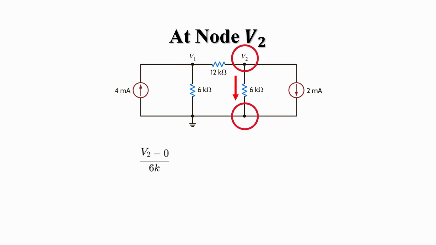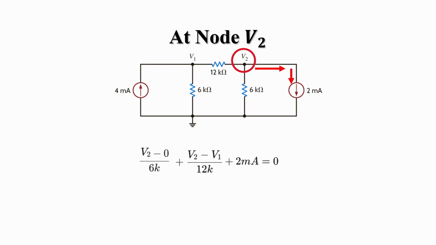Now, let's shift our gaze over to node 2. This spot is also connected to 3 things. It has a path going down through its own 6 kilo-ohm resistor to the ground, a path going back toward node 1 through that same 12 kilo-ohm resistor, and a 2 milliamp current source that is actually pulling current away from the node. For this spot, we say the voltage at node 2 divided by 6,000 plus the difference between node 2 and node 1 divided by 12,000 plus the 2 milliamps leaving the node, all adds up to 0.